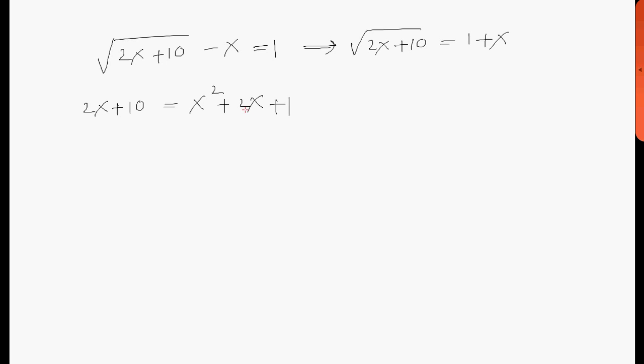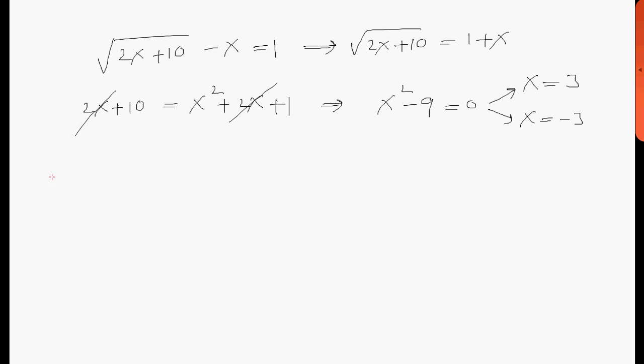You can see that the 2x cancels the 2x. This implies that x squared minus 9, moving 10 to the right, equals 0. This implies that x is either 3 or negative 3. Okay, now let's check the answers.